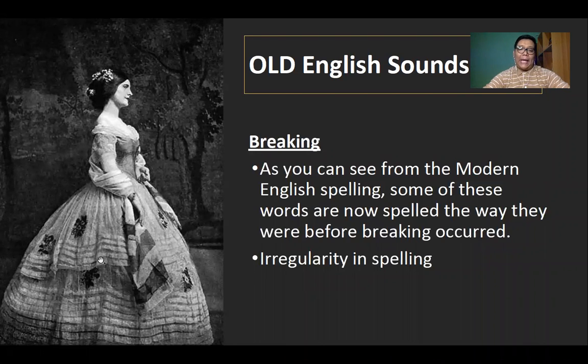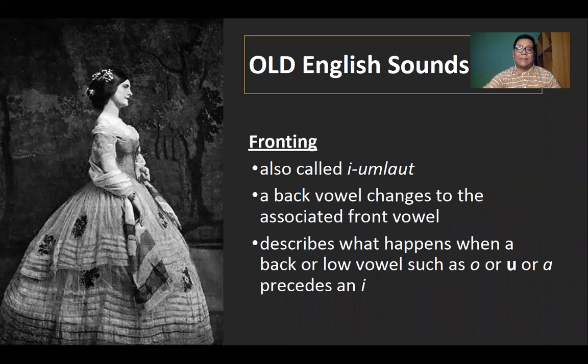Now, for breaking, as you can see from the modern English spelling, some of these words are now spelled the way they were before breaking occurred. This is an example of an irregularity in spelling.